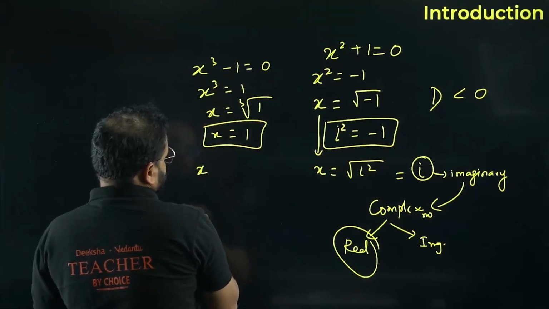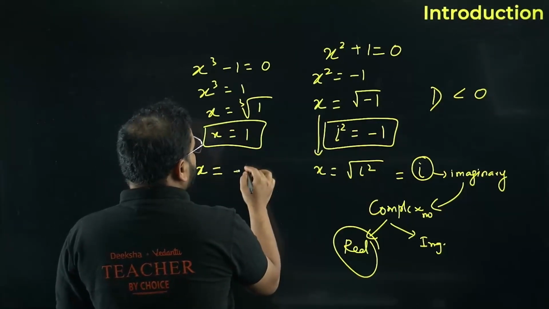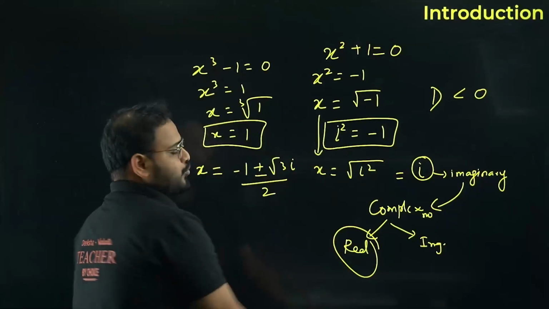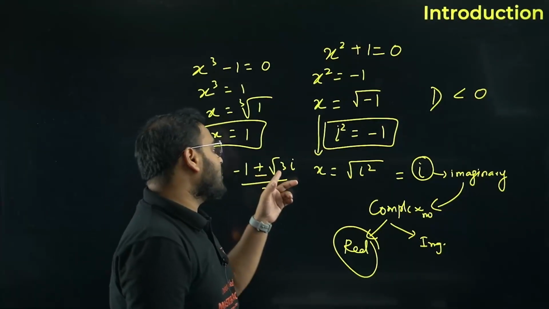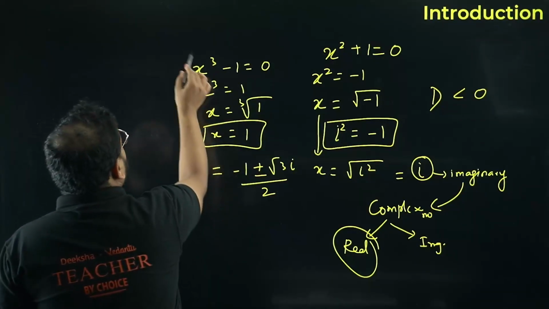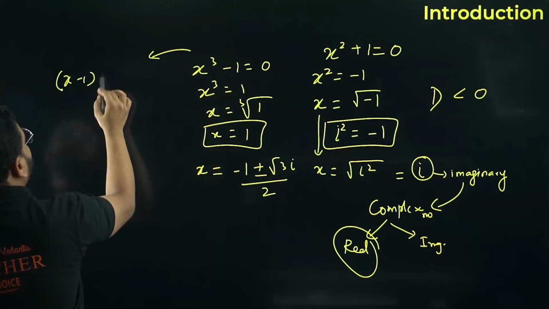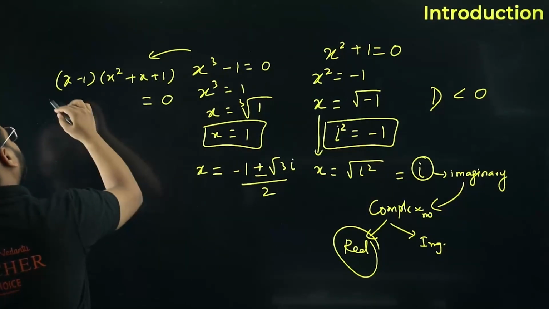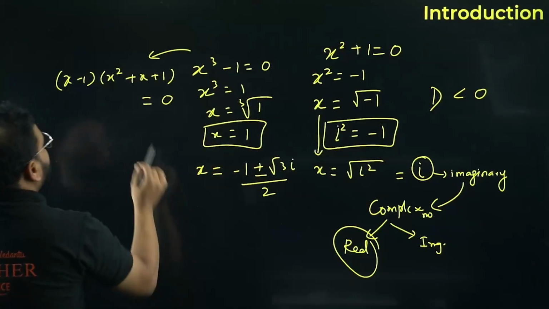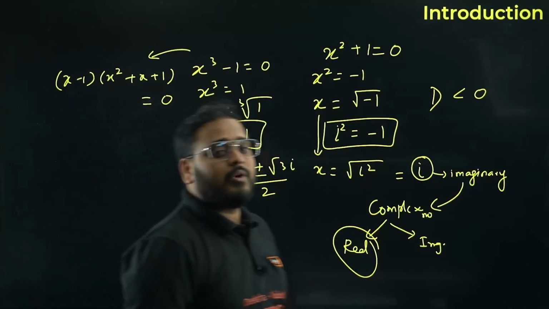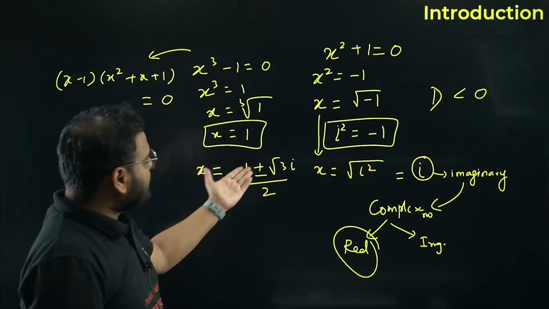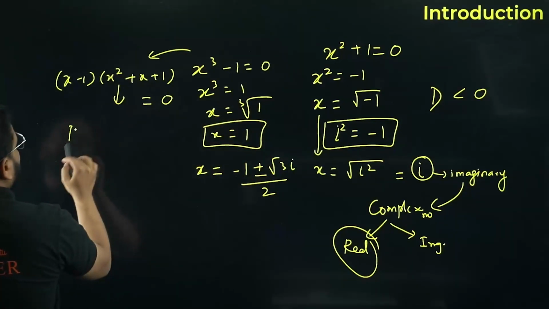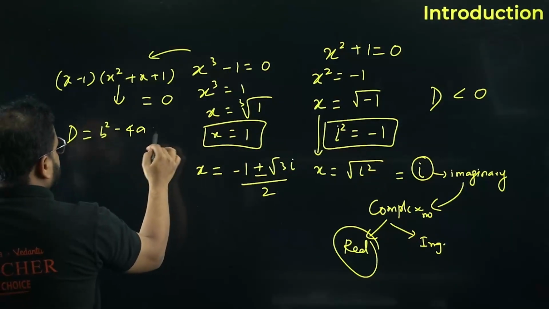The other 2 roots are imaginary roots, given by -1 plus minus root 3 i by 2. You can find that from here. You can use the formula: x minus 1 times x square plus x plus 1 equals to 0. When you solve the first factor, you get x as 1, the first root. When you solve the other factor, x square plus x plus 1, you get x as -1 plus minus root 3i by 2. If you solve this part, your d will come out to be b square minus 4ac.